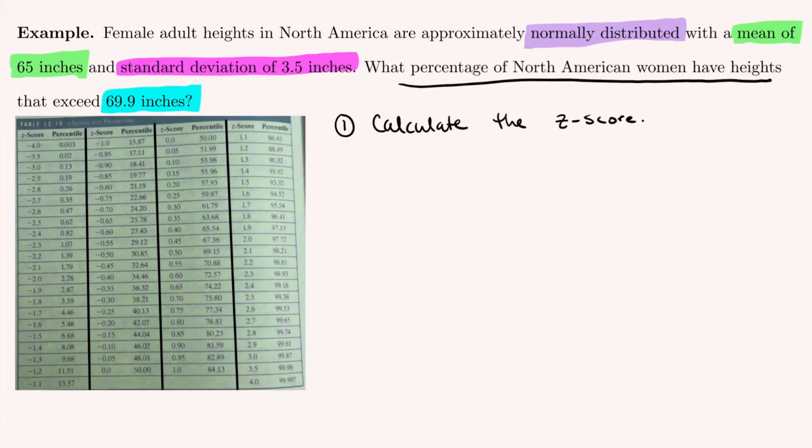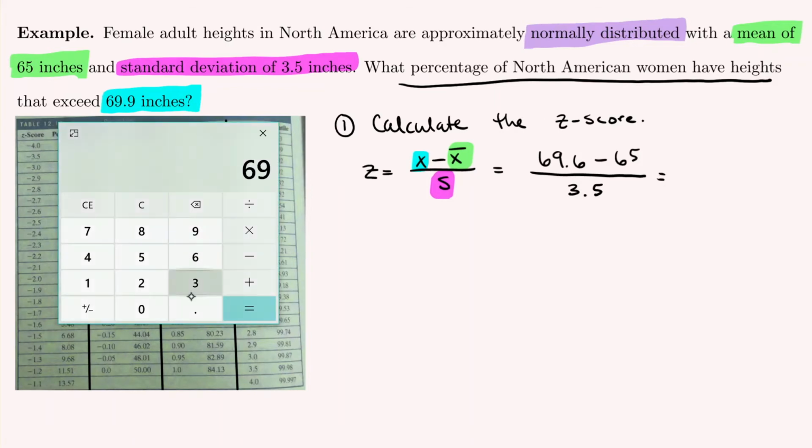As we solve this problem, our first step is to calculate the z-score. We know the formula for the z-score is the data value minus the mean divided by the standard deviation. So for this problem, that will be the data value of 69.9 minus the mean of 65 divided by the standard deviation of 3.5. Now when we calculate this, 69.6 minus 65 will give us our top of the fraction to be 4.6. Divide that by 3.5.